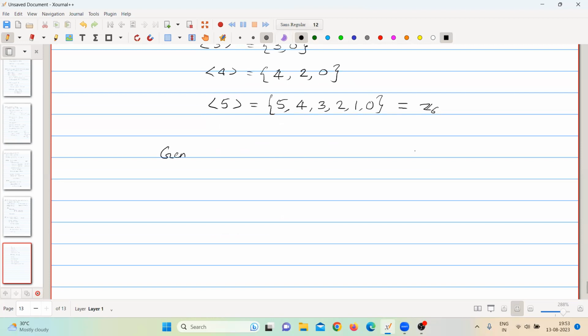So the generators of Z6 are 1 and 5. Okay. There are 2 generators. Is this fine?